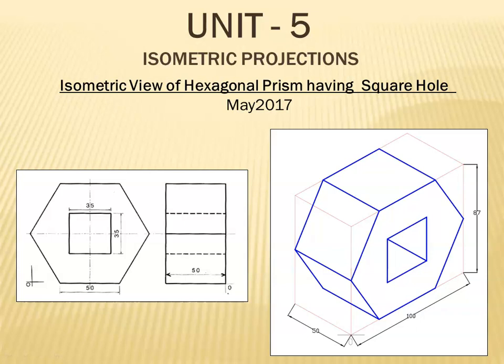Hello friends, today we are going to discuss a problem which was asked in May 2017. The problem is based on the isometric view of a hexagonal prism having a square hole. It comes under unit number 5, that is isometric projection. So let's start with the problem.